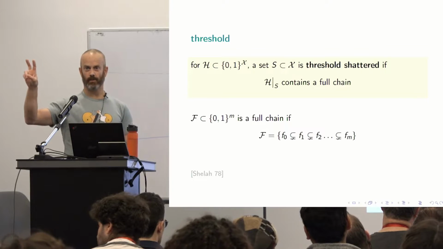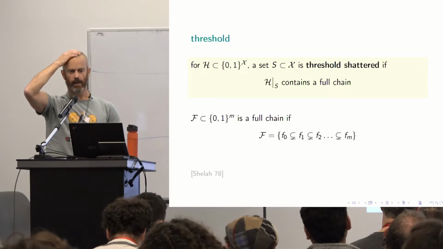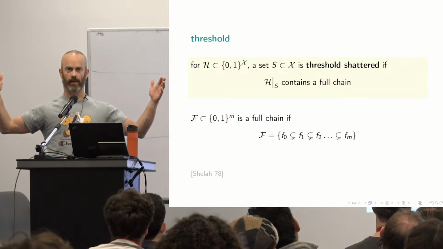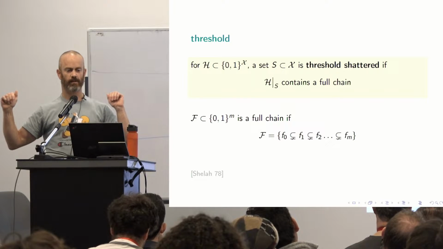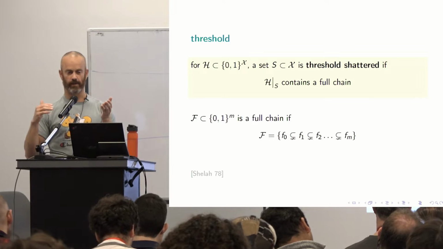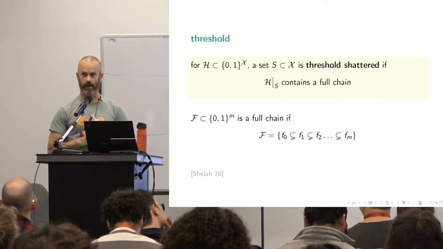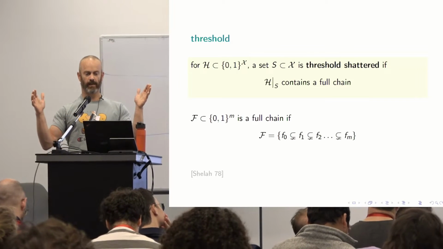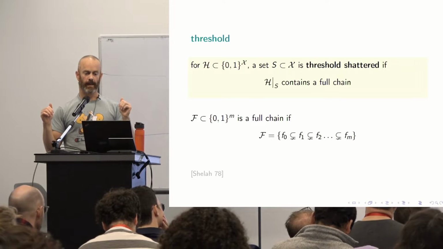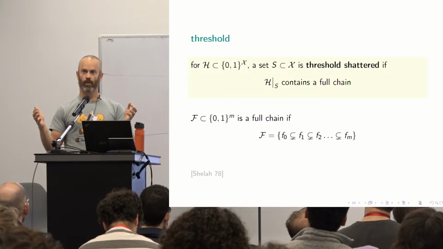Now I want to define two other dimensions, which I think are less known. One is called the threshold dimension. So now we have this collection of functions, h, and these are just Boolean strings, 0, 1 strings in our mind. And the notion of shattering here is we take the collection of functions, project to S, and then we want to find a full chain. What is a full chain?